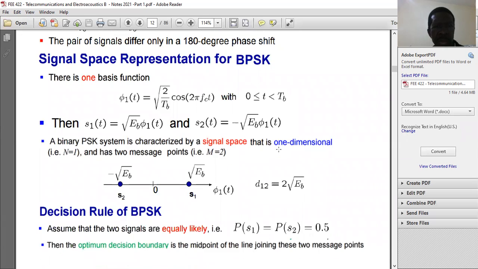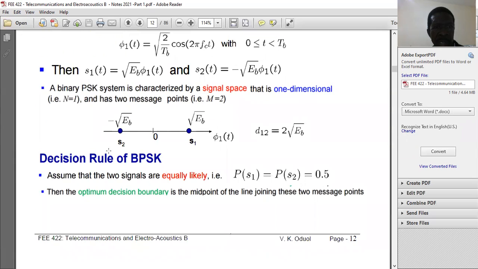If you're thinking about the signal space representation for binary phase shift keying, as we said, there is one signal S1 on the positive side, and the signal S2 on the negative side. You multiply with the square root of EB, and in the signal space you're going to have the basis signal phi1 given by this expression. So S1 is the square root of EB multiplying phi1, and S2 is minus the square root of EB multiplying phi1. Diagrammatically you can show them this way. There's only one basis signal phi1, and therefore we just have these points on the line.